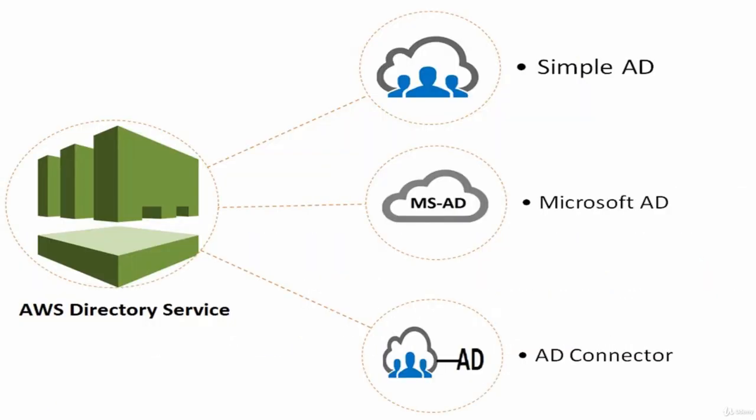You can get started with Amazon Active Directory for free or pay as you go. You have three options to choose from when you create an instance for AD. You have Simple AD, you have Microsoft AD, and you have the AD Connector to connect different ADs.